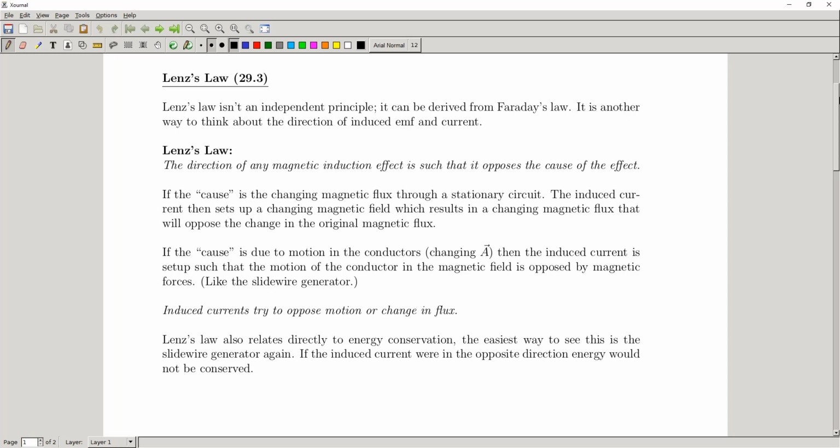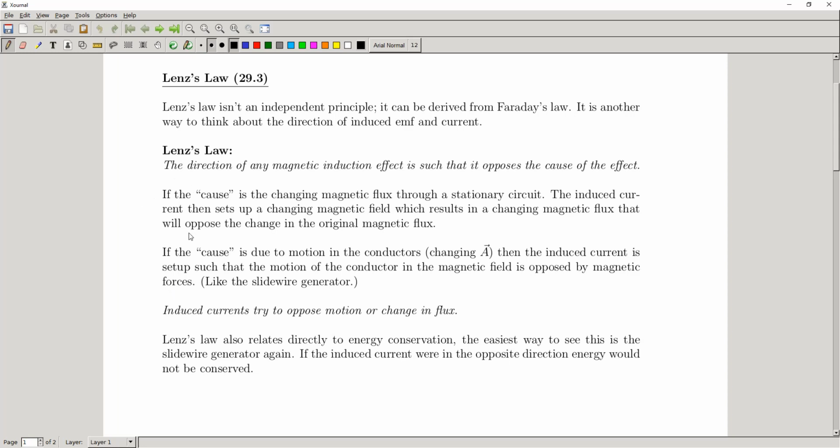Okay, so it's not trying to counter the magnetic flux itself. It's trying to counter the change in the magnetic flux, and we're going to see a few diagrams below of how this looks when we draw it out with certain loops. We're going to look at a slide wire generator again, and that has to do with this second point, which I'm going to discuss now.